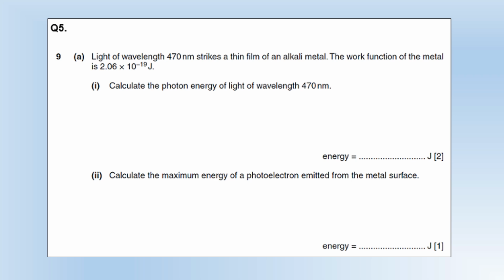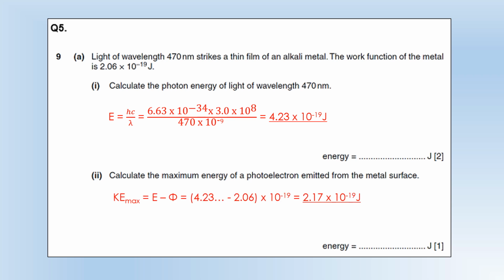So light of wavelength 470 nanometers strikes a thin film of an alkali metal. The work function of the metal is 2 times 10 to the minus 19 joules. Calculate the photon energy of a light of wavelength 470. Fairly straightforward, just using the equation we've used several times. Calculate the maximum energy of a photoelectron emitted from the metal surface. Well, we can use our conservation of energy model. If we do our photon energy minus the work function, that gives us our maximum energy.